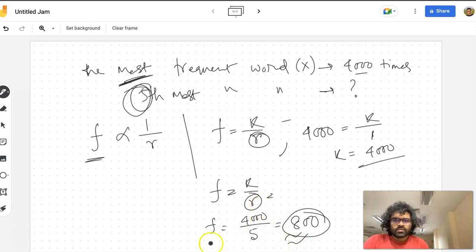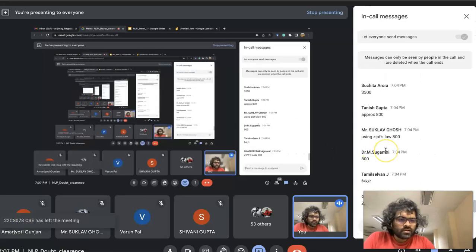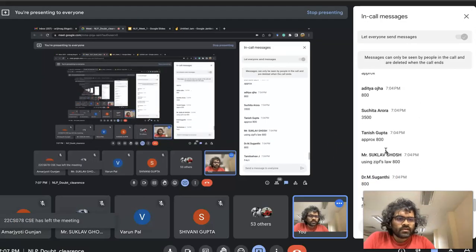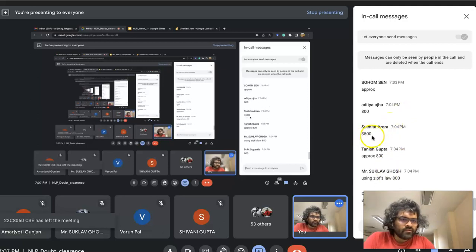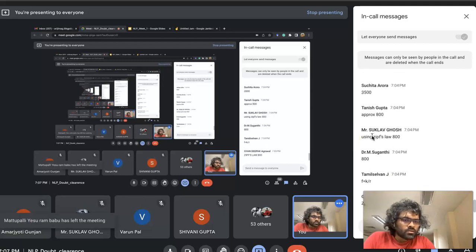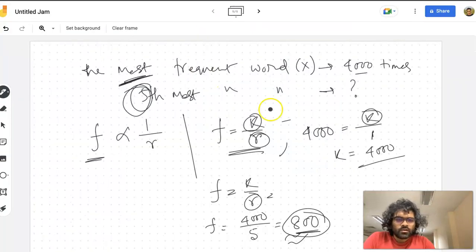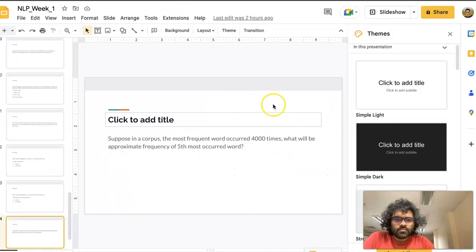We are writing approximate because we don't know this k. This constant can be different, so we are just using a simple constant. So if you use this formula, it will be approximately around 800. I hope it's clear to all. Most of the people are giving the correct result. Yeah, fine, nice. Some of them are writing 3500, but I hope now it's clear to him or her.